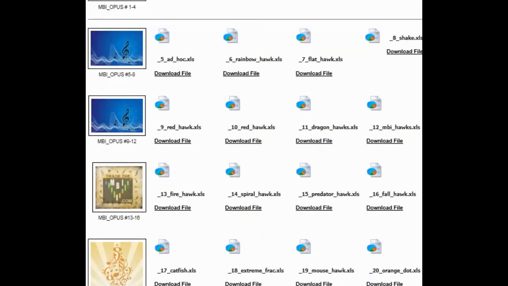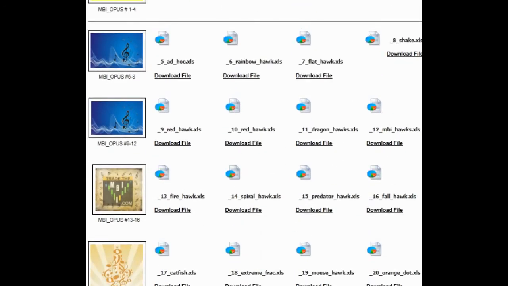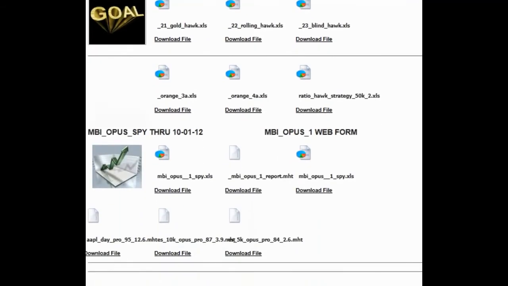But we scroll all the way down. This is just all the individual MBI Opus ones from our daily strategies. But here's where I just put in this 10K Opus strategy and the 5K version. I haven't even done the 5K version because the member just literally gave it to me the other day.